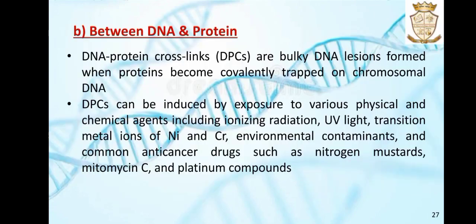Cross-linking between DNA and protein. DNA protein cross-links are bulky DNA lesions formed when proteins become covalently trapped on chromosomal DNA. DNA protein cross-linkings can be induced by exposure to various physical and chemical agents including ionizing radiation, UV light, transition metal ions of nickel and chromium, environmental contaminants, and common anti-cancer drugs such as nitrogen mustards, mitomycin C, and platinum compounds.